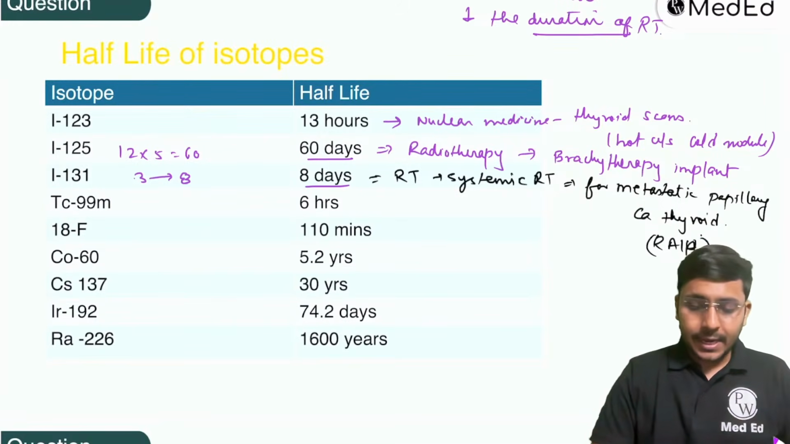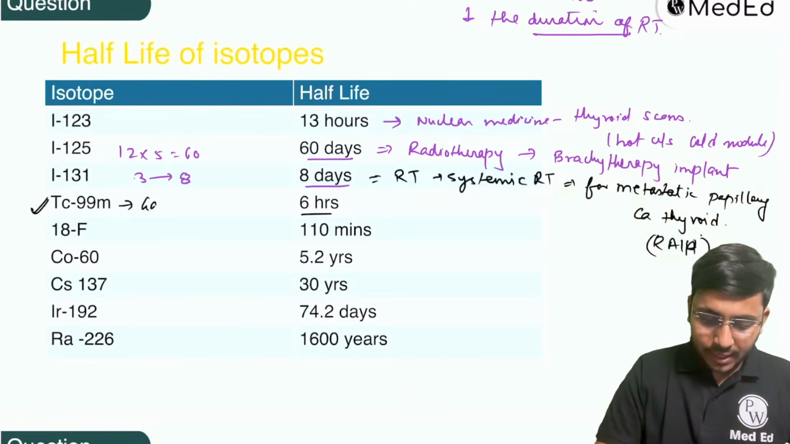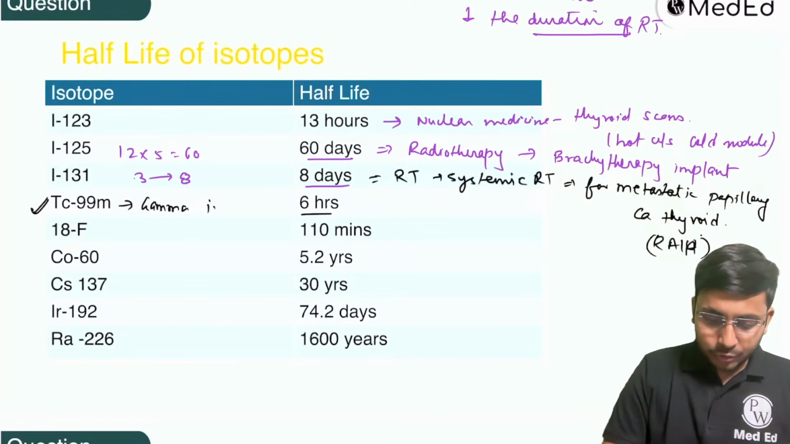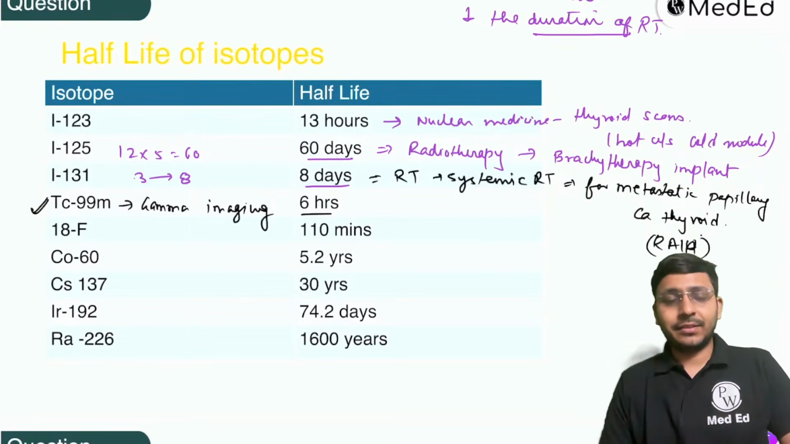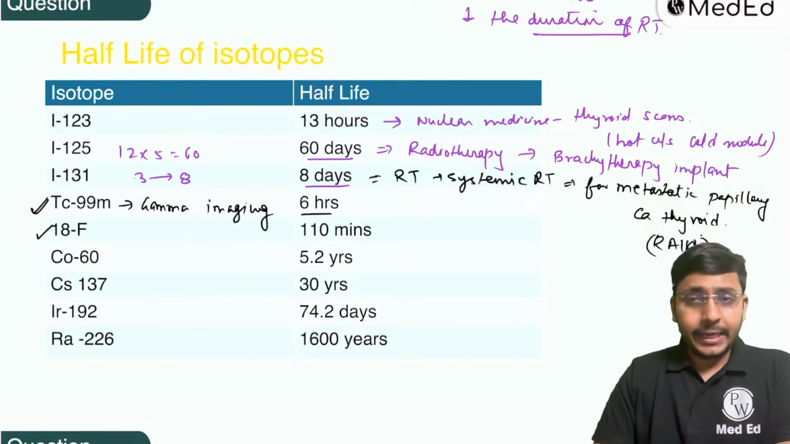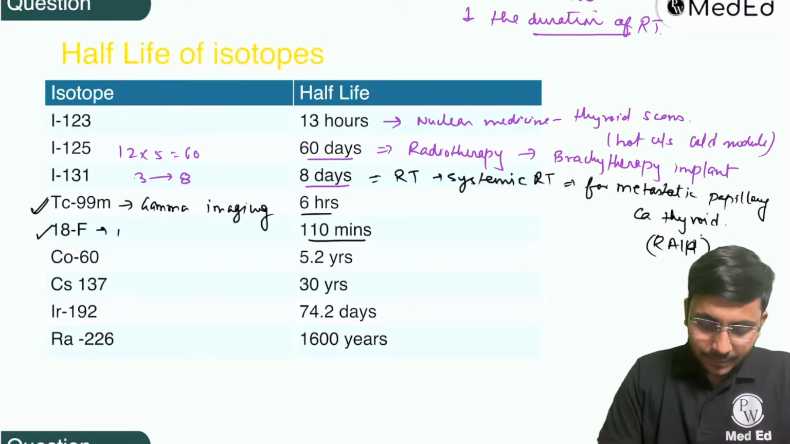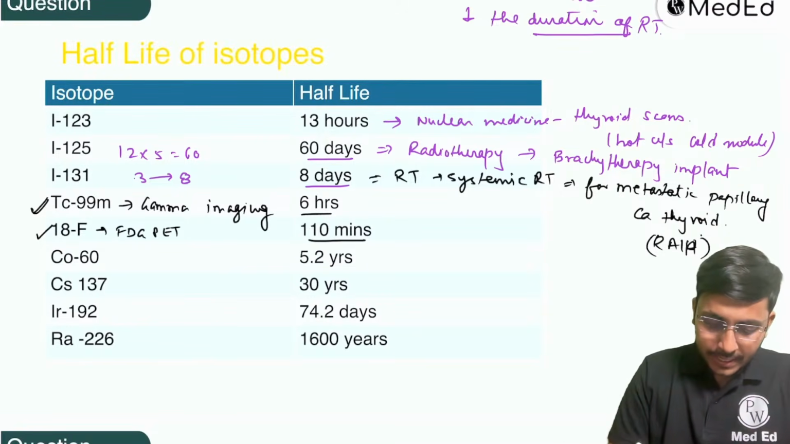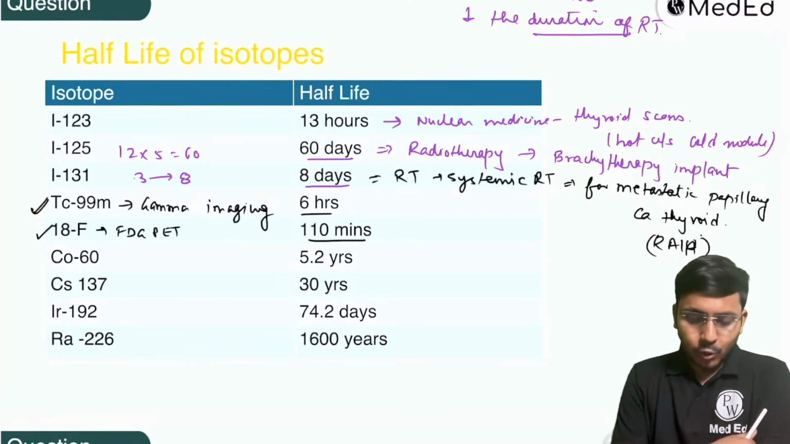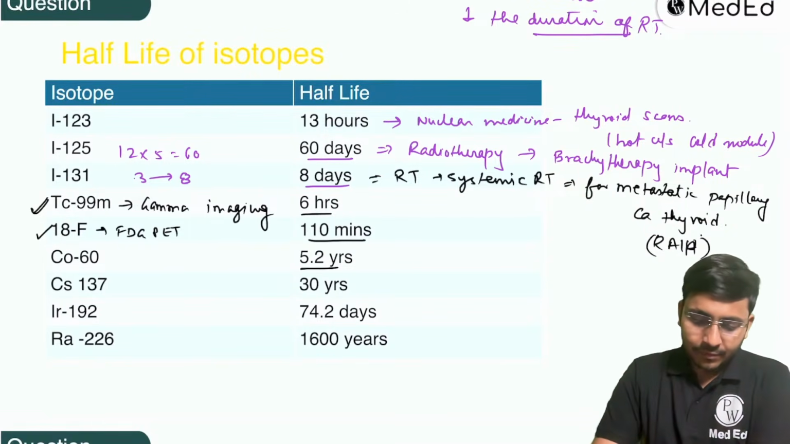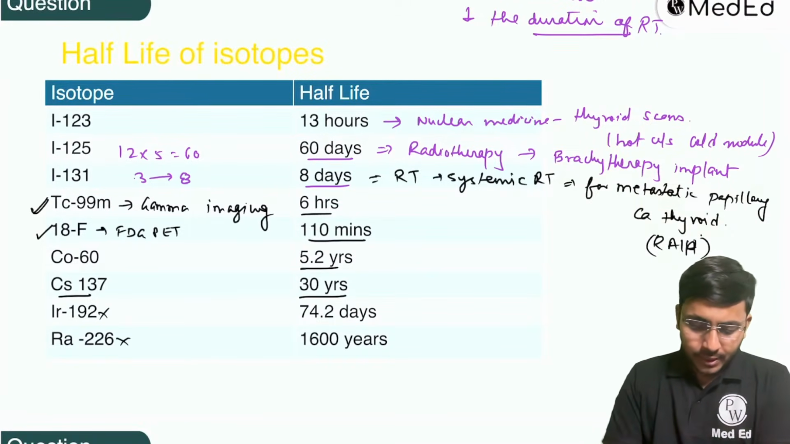Now technetium 99M, very important compound, half-life is 6 hours. This is used in gamma imaging, and it is a source of gamma rays for all nuclear medicine scans, technetium 99M, half-life is 6 hours. 18 FDG, 18 fluorine is used in FDG PET, half-life is 110 minutes. Cobalt 60 earlier was used in teletherapy. Cobalt machines में 5.2 years is the half-life. Cesium 137 not so important, 30 years. Iridium not so important, radium not so important.